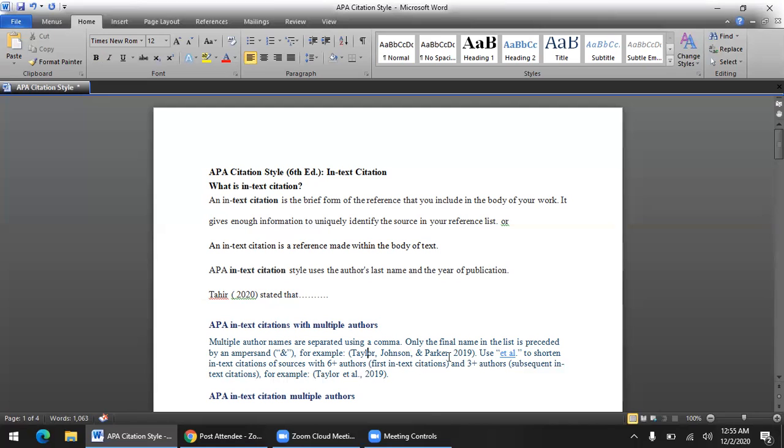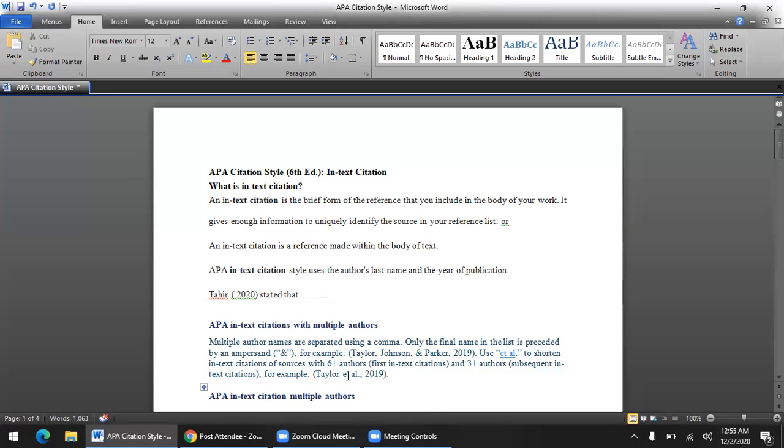So first of all, you will write the others. Then just write the first author, then et al. Period must be there, followed by a comma, then year of publication. Okay, then period. This dot we call a period in research.